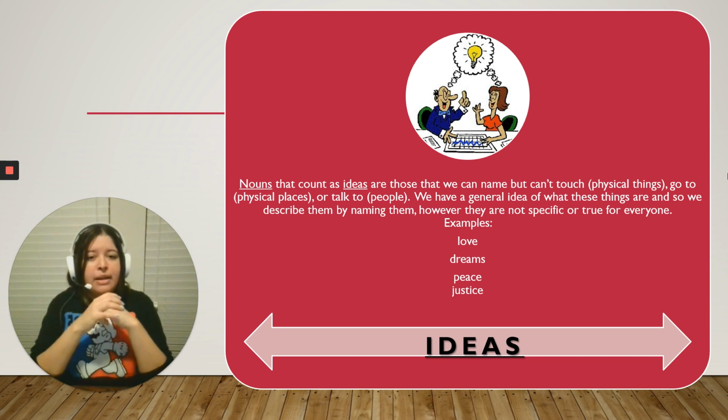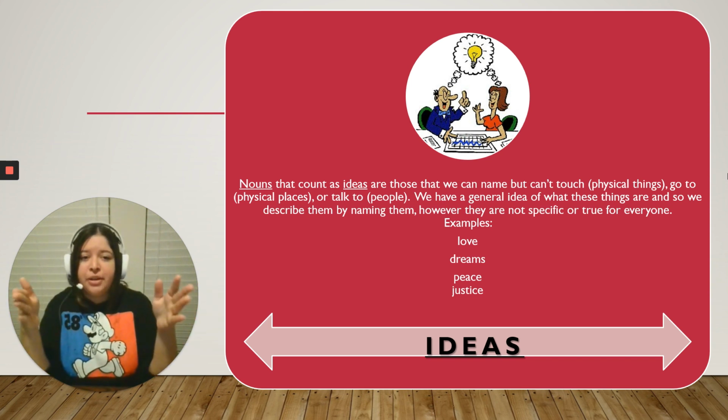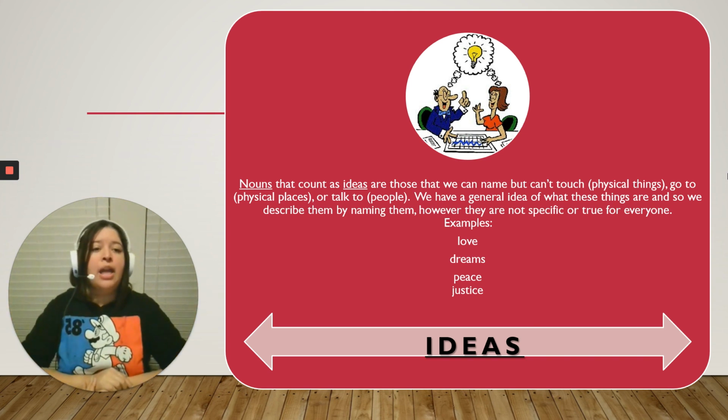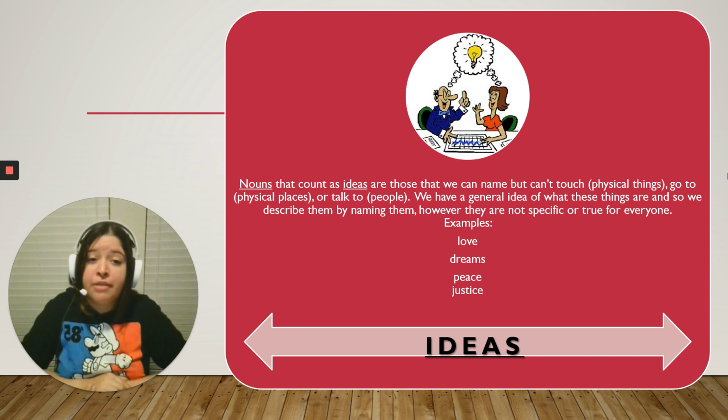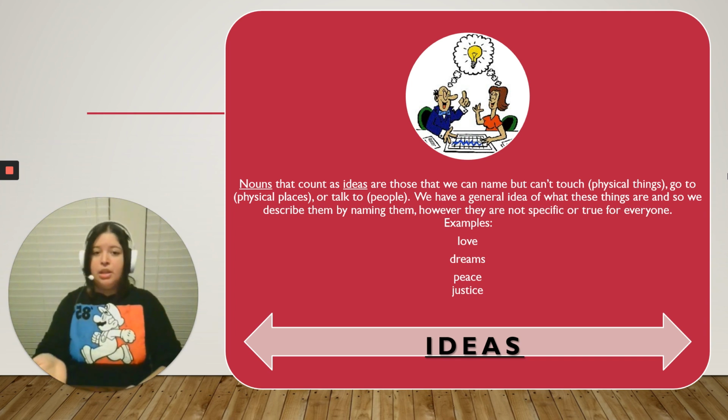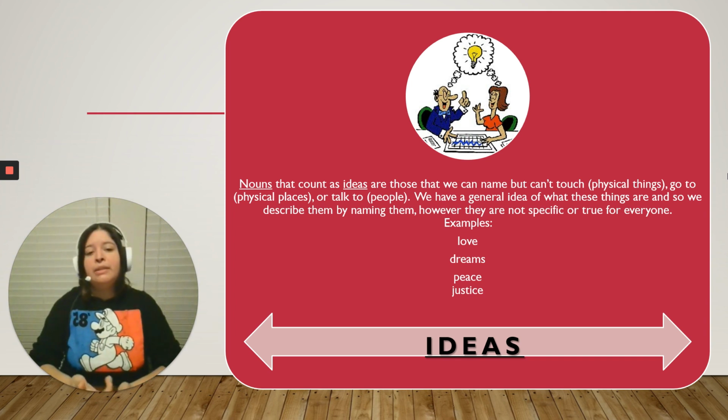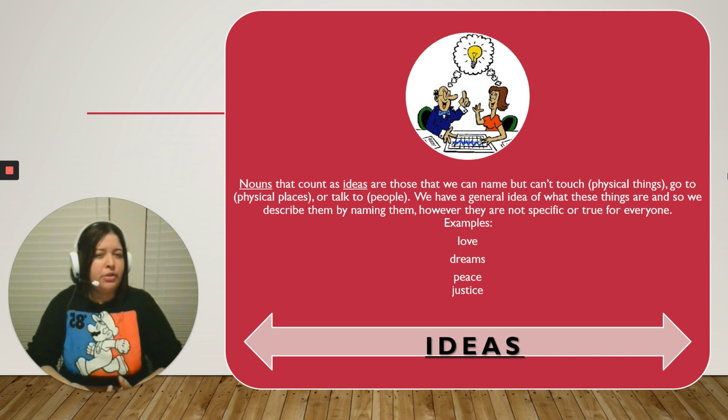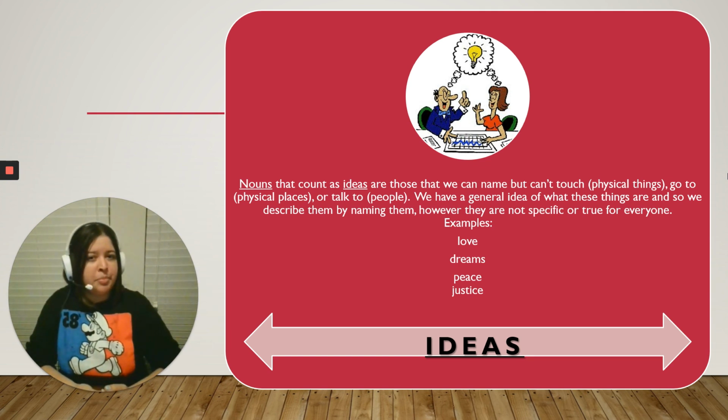We have a general idea of what these things are, and so we describe them by naming them. However, they are not specific or true for everyone. For example, love, dreams, peace, and justice. And those are just a few examples. Let me explain a little bit more.